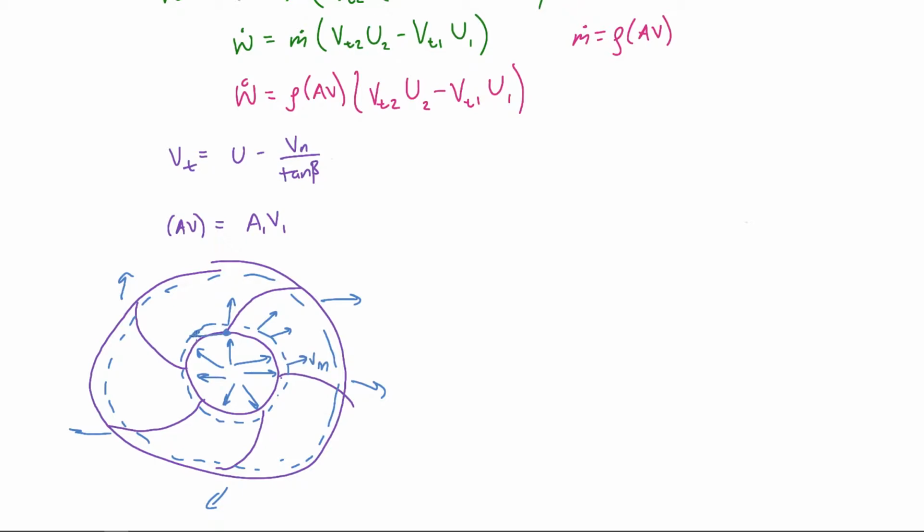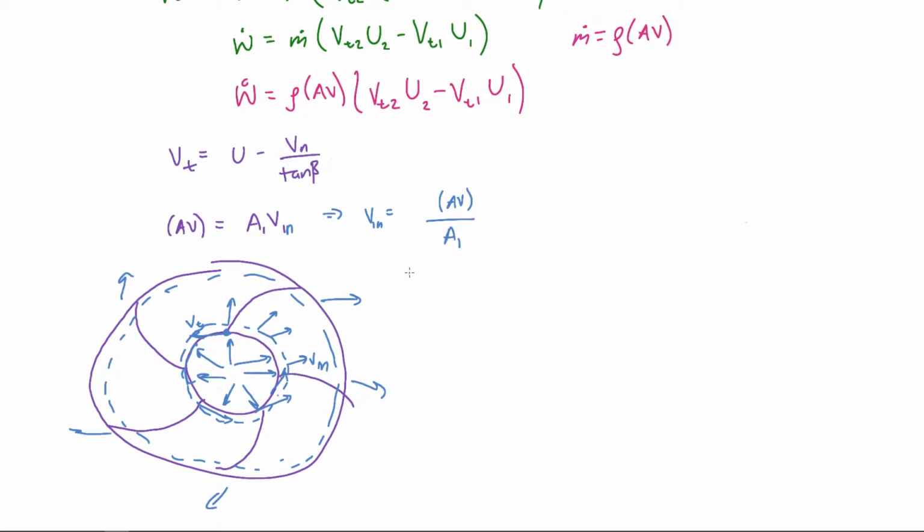V1 tangential contributes nothing to the flow entering our system. So this just causes rotation around the pump. The tangential velocities don't really do anything in terms of flow rate. So we can define this V1 as V1 normal. Therefore, to find V1 normal, we just solve for it algebraically: the volumetric flow rate through the pump divided by A1.